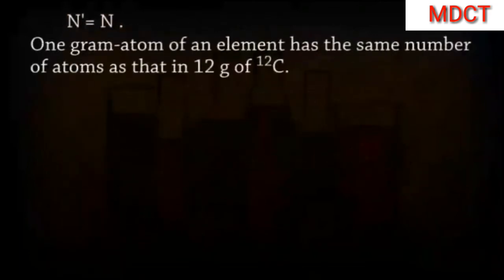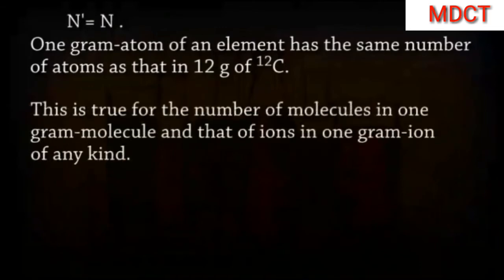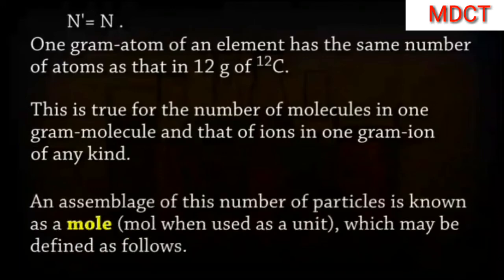Thus, 1 gram atom of an element has the same number of atoms as that in 12 grams of carbon 12. We can easily prove this to be true for the number of molecules in 1 gram molecule and that of ions in 1 gram ion of any kind. An assemblage of this number of particles is known as a mole. Mole, when used as a unit, may be defined as follows.